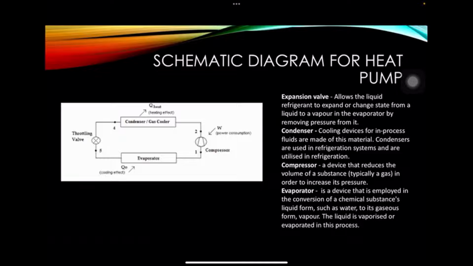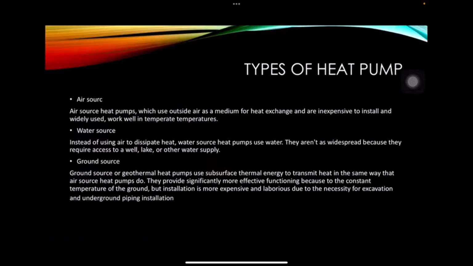Next is the compressor. It's a device that reduces the volume of a substance, usually gas, in order to increase its pressure. And lastly, the last part is the evaporator. It is a device used in the conversion of a chemical substance from liquid form, such as water, to its gaseous form, a vapor.